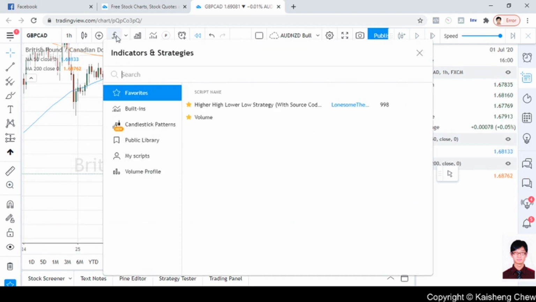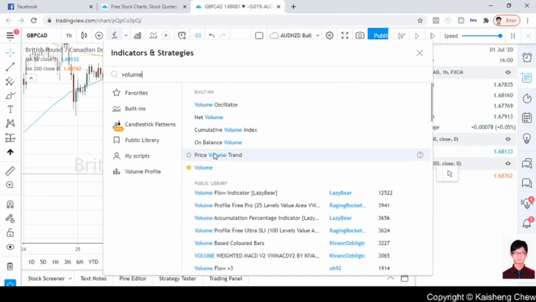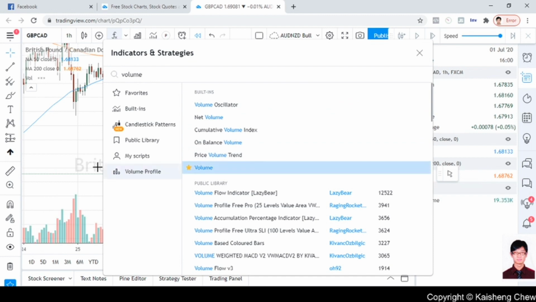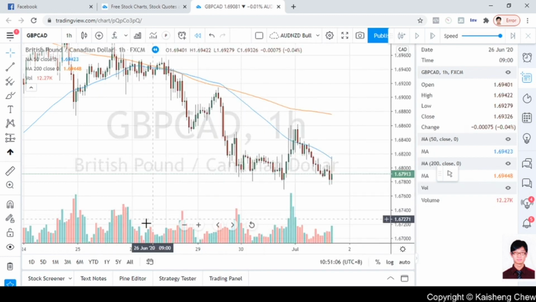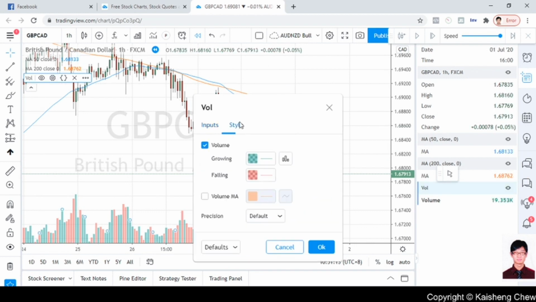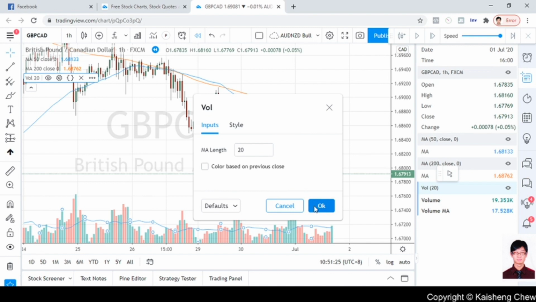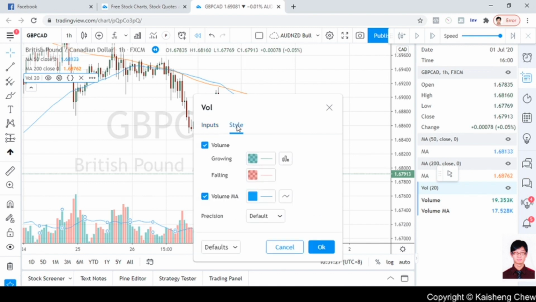Alright, so you go to this part, volume. You select this volume, then it comes out by default, then you go to the settings here. The moving average is 20, so you need to tick this one. If you want the blue color, you can set up the blue color. Opacity, you can just adjust it. Then you have the blue line here right now.